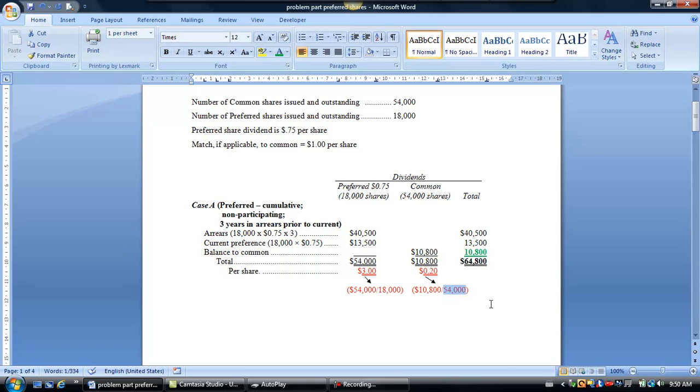Now, don't forget, this is not the normal dividend. The stated dividend here for the preferred is 75 cents a share.